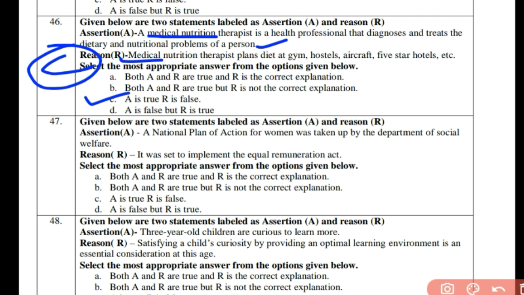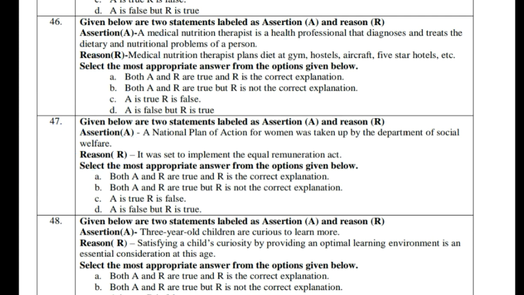Question number 47. A national plan of action for women was taken up by the Department of Social Welfare. Yes, this is right. The reason: it was set to implement the Equal Remuneration Act. Definitely. The National Plan of Action was taken up by the Social Welfare Department, and the whole objective was to implement the Equal Remuneration Act. So here the option is both A and R are true, and R is the correct explanation for A. So the right answer for question number 47 is option A.